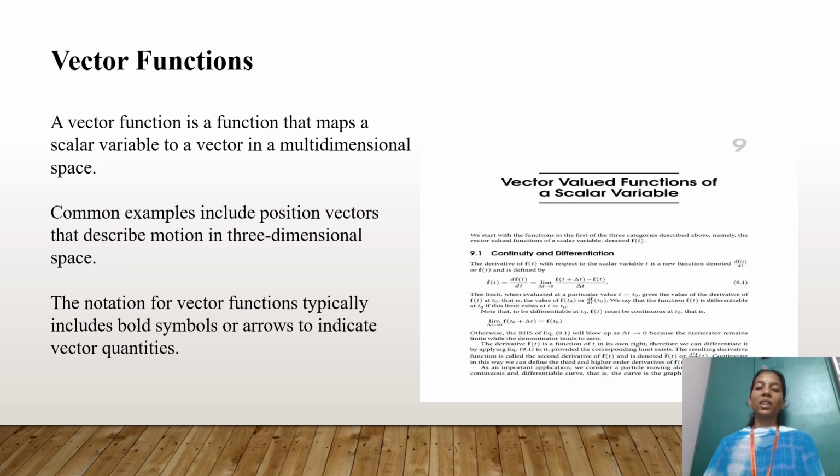Next, vector functions. What is a vector function? It is a function that maps a scalar variable into a vector in a multi-dimensional space. There are some common examples, like position vectors, which describe motion in 3D space. The notation for a vector is typically bold symbols or arrows that indicate vector identities.